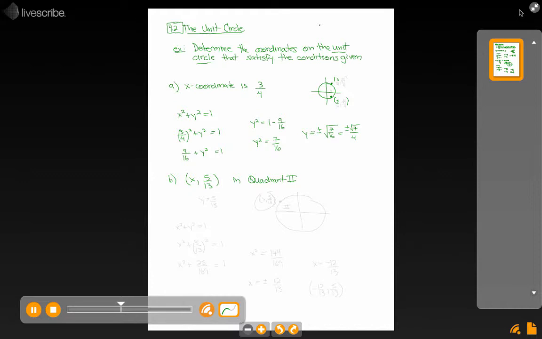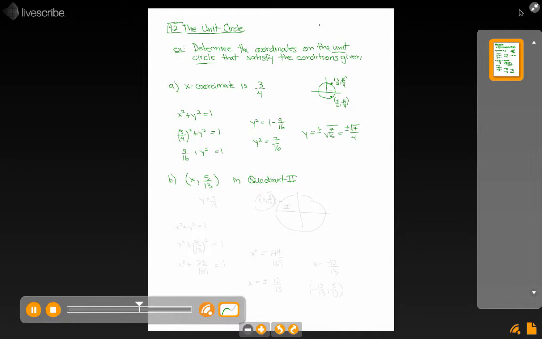There's the positive answer, so this point that actually is up here in quadrant 1, root 7 over 4 is the y-coordinate, and this point down in quadrant 4, which is x-coordinate 3/4, y-coordinate negative root 7 over 4. So two answers possible, and that's why it says determine the coordinates that satisfy the conditions given. There could be one or two or more coordinates depending on what the conditions are.